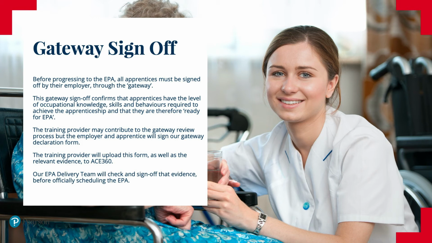So the training provider can contribute to the gateway review process, but it's the employer and the apprentice that will sign the gateway declaration form. So once this has been signed, this will be uploaded onto ACE 360 as well as the required evidence. And the endpoint assessment delivery team will check and sign off the evidence before officially scheduling the endpoint assessment.